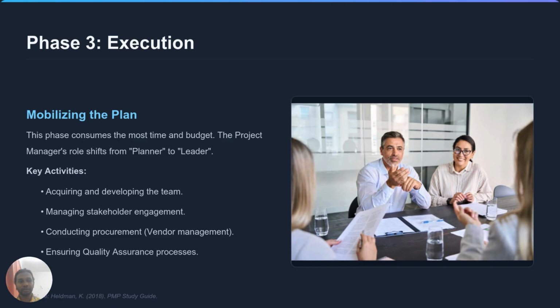Phase 3 is execution. This consumes the most budget and time, shifting the PM's role from planner to leader. We focus on acquiring the team, engaging stakeholders, and quality assurance.